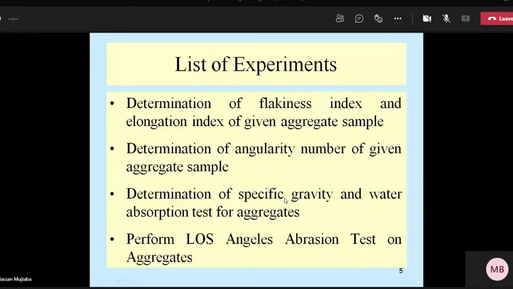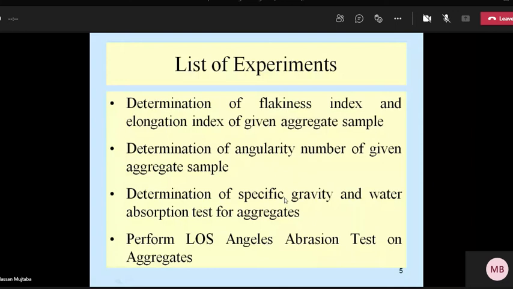Like, you cannot say on the basis of flakiness index or elongation index that the sample is not fit for construction. Also do the Los Angeles abrasion test. Then if that value is also not fine, and water absorption is also outside its limit, so this aggregate cannot be used for road construction.